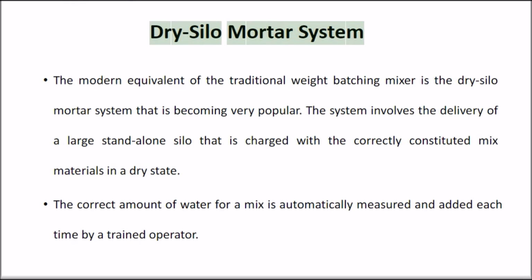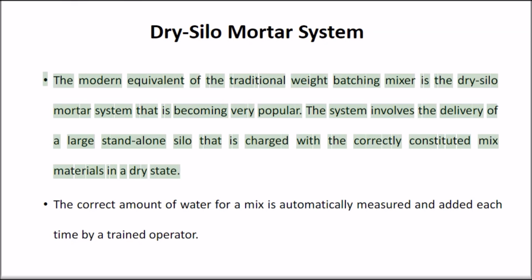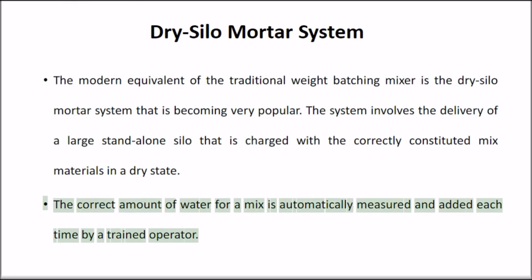Dry silo mortar system. The modern equivalent of the traditional weight batching mixer is the dry silo mortar system that is becoming very popular. The system involves the delivery of a large stand-alone silo that is charged with the correctly constituted mix materials in a dry state. The correct amount of water for a mix is automatically measured and added each time by a trained operator.